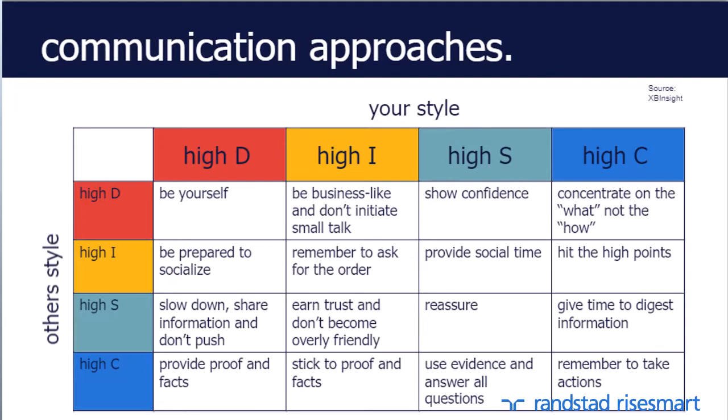For that steady style person, use a slower pace. Don't push your agenda too quickly. Remember to make time to earn their trust and let them think about requests before expecting answers. And for the final style, that conscientious style person, provide proof and facts as often as you can and be sure to take action and follow up on the tasks and advice.